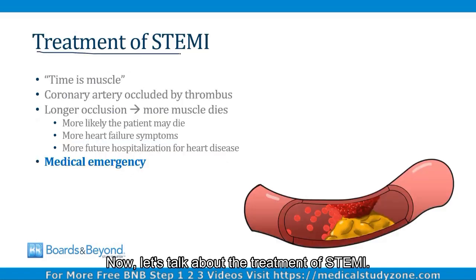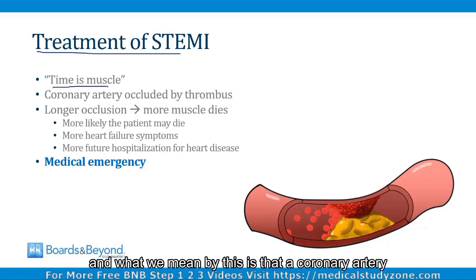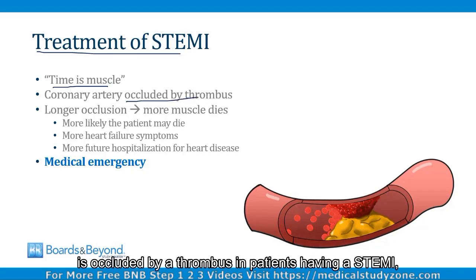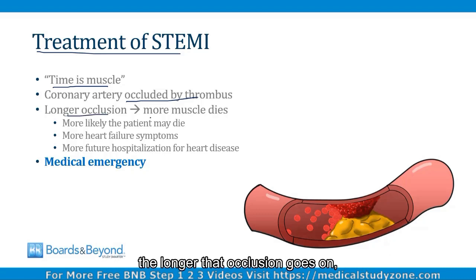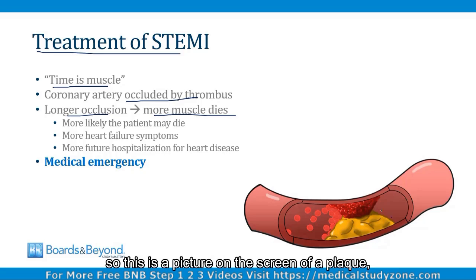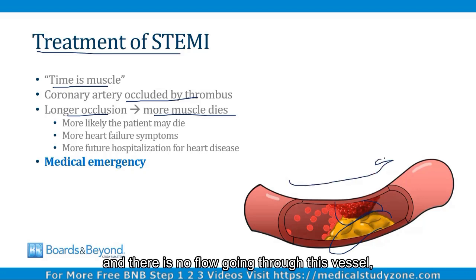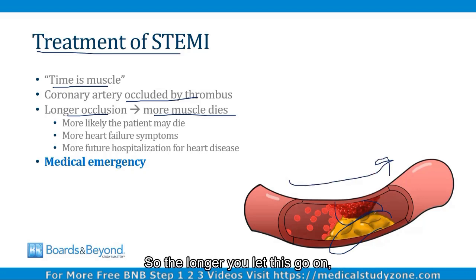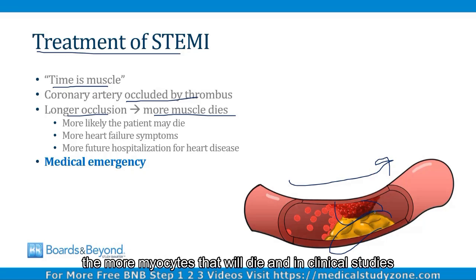Now let's talk about the treatment of STEMI. We say that in treating STEMI, time is muscle, and what we mean by this is that a coronary artery is occluded by a thrombus in patients having a STEMI. The longer that occlusion goes on, the more heart muscle that will die. So this is a picture on the screen of a plaque. It's ruptured and there's a thrombus, and there's no flow going through this vessel. That will cause a STEMI. So the longer you let this go on, the more myocytes that will die.